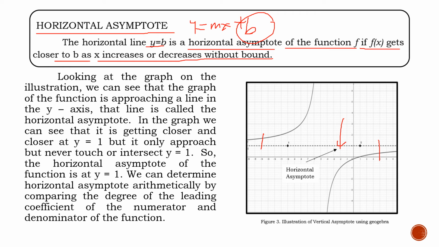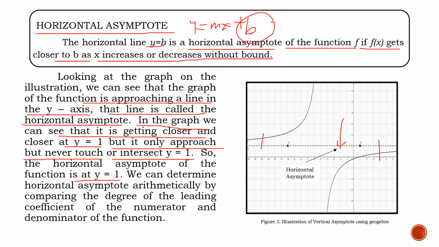There is no such thing as a point of intersection between your curve and your horizontal line. Looking at the graph in the illustration, we can see that the graph of the function is approaching a line. The line is called the horizontal asymptote. In the graph, we can see that it is getting closer and closer to y is equal to 1, but it only approaches, never touching or intersecting y is equal to positive 1. So the horizontal asymptote of the function is y is equal to 1.